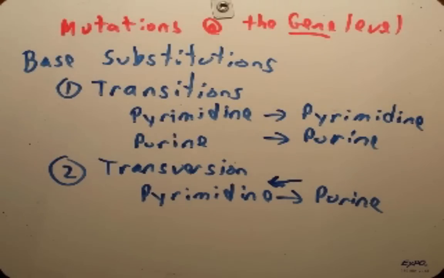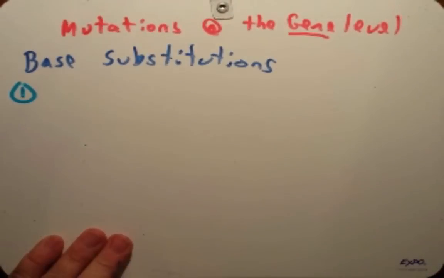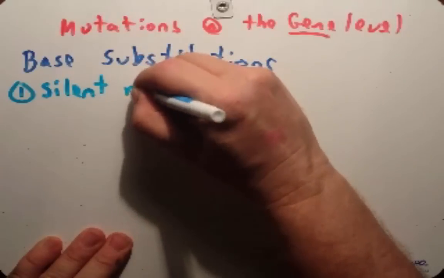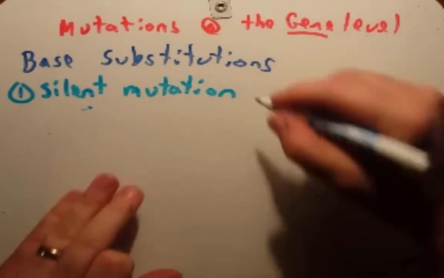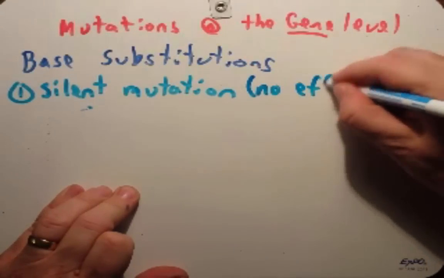But now let's talk about the effect of these base substitutions. And so we're going to call these the effects of a mutation. And there are 5 that we're going to talk about. The first is a silent mutation. A silent mutation we can begin with by saying it has no effect.